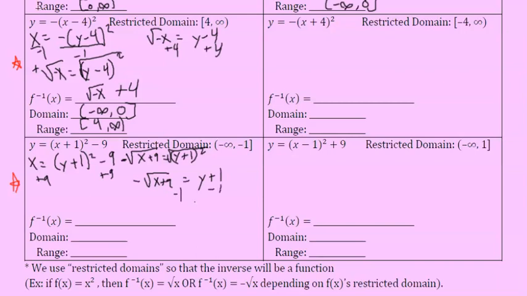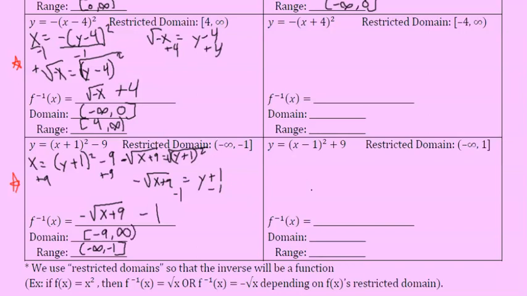Subtract 1 from each side. We don't subtract 9 minus 1. The 1 just goes on the outside. So we have f inverse of x equals negative square root of x plus 9 minus 1. The range is going to be your restricted domain of the original. And then your domain is going to be from -9 to infinity.